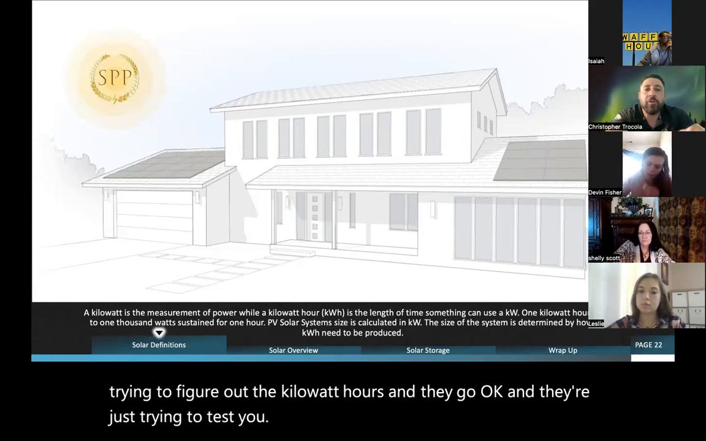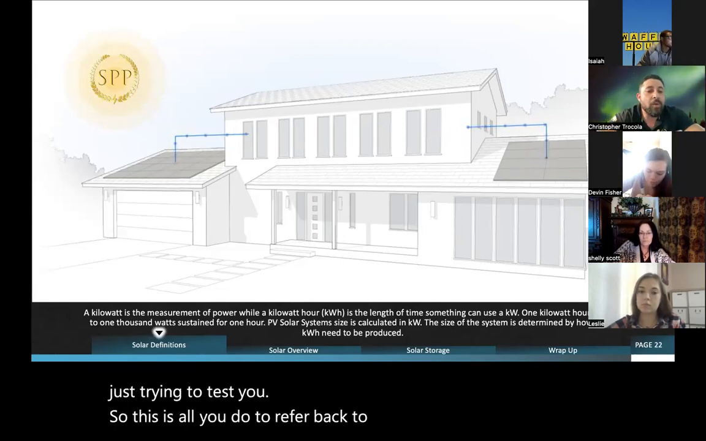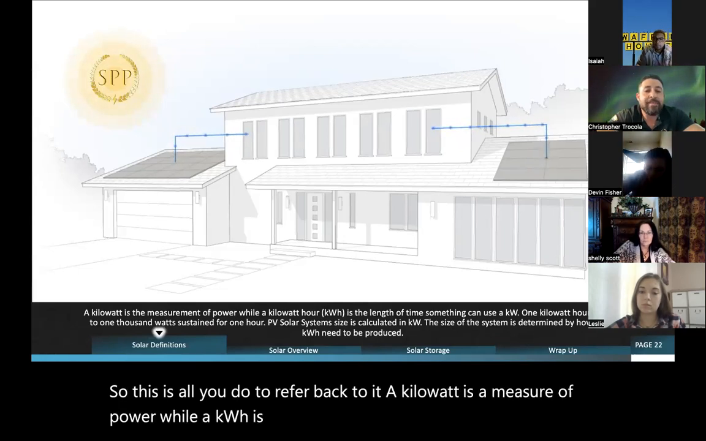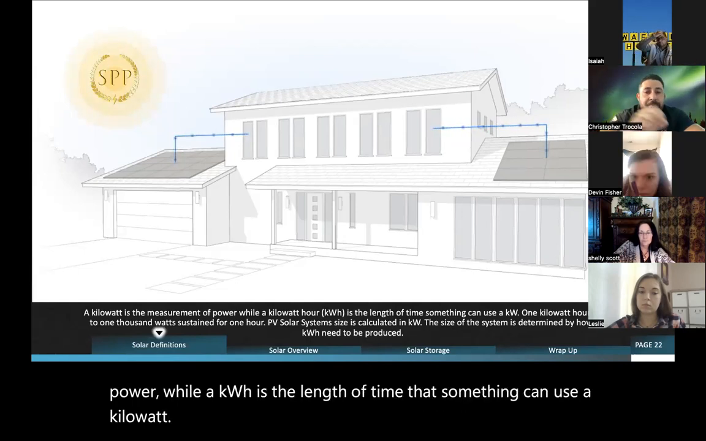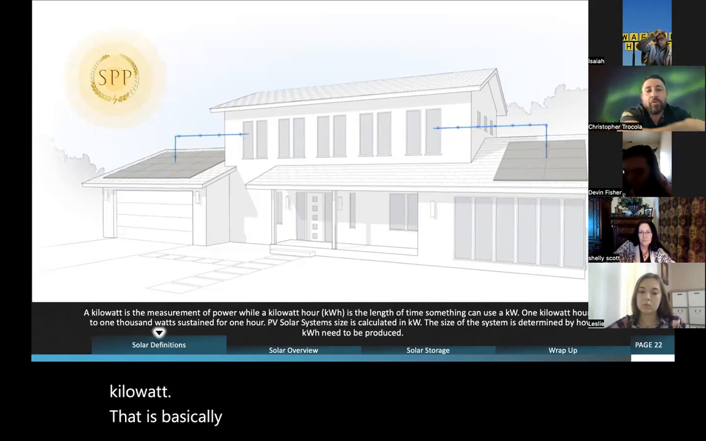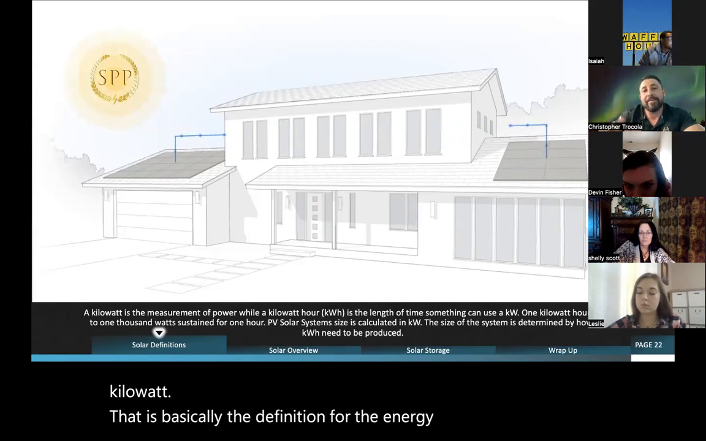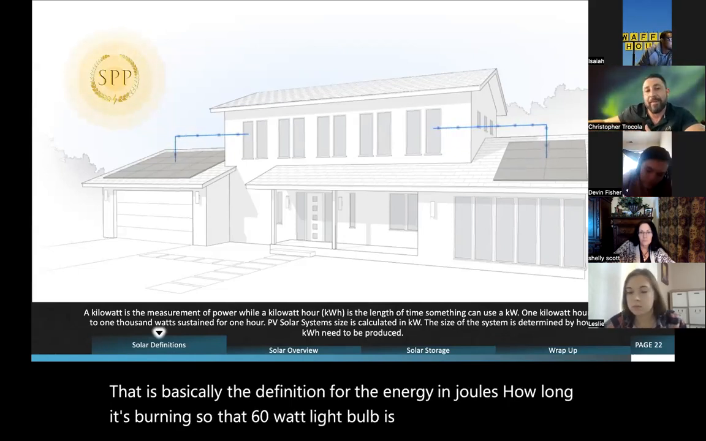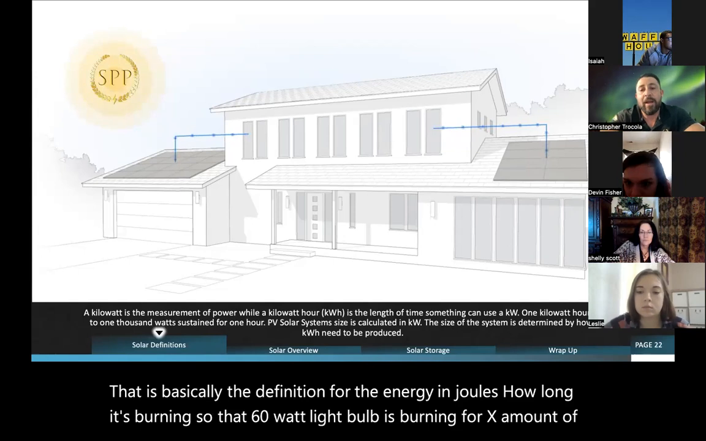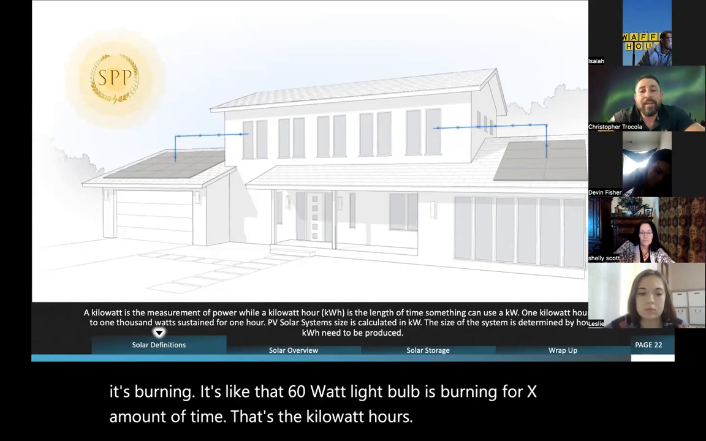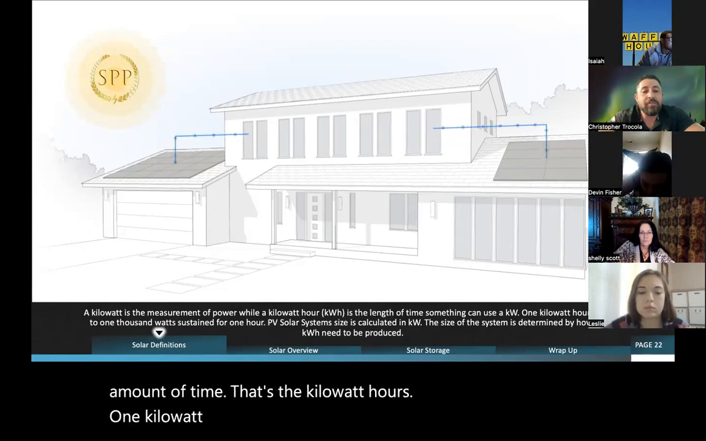So this is all you do to refer back to it. A kilowatt is a measure of power, while a kilowatt hour is the length of time that something can use a kilowatt. That is basically the definition for the energy in joules: how long it's burning. Like that 60-watt light bulb burning for X amount of time, that's the kilowatt hours. One kilowatt hour is equal to 1,000 watts sustained over one hour.